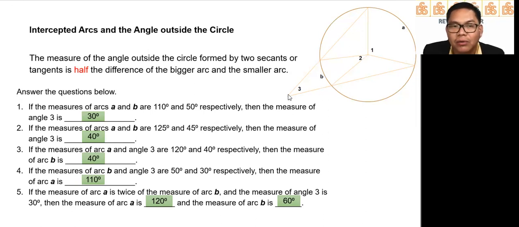But how am I going to do that? So medyo kailangan nyo mag-isip ng konti dito. So angle 3 is 30 times 2. That will be 60. So I know that the difference should be 60. And that will be 120 minus 60. That gives you 60 degrees divided by 2. That's why you get the measurement of angle 3.